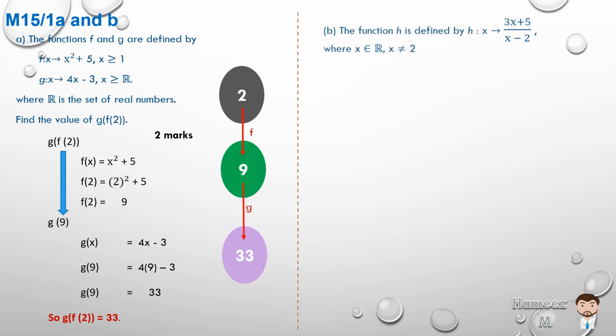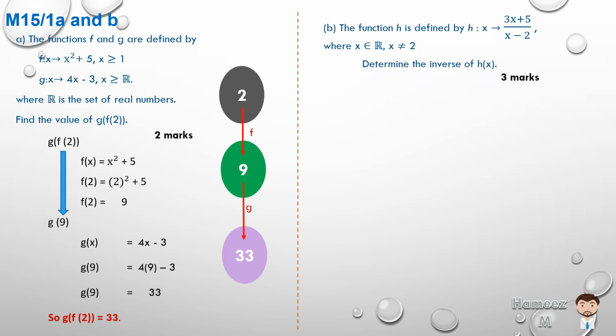Part B. The function h is defined by h of x is equal to (3x plus 5) all over (x minus 2), where x are real numbers and x is not equal to 2. And the reason x is not equal to 2: if we substitute x is equal to 2 in that function h of x, the denominator works out to be 0, and anything over 0 is an error. Determine the inverse of h of x.